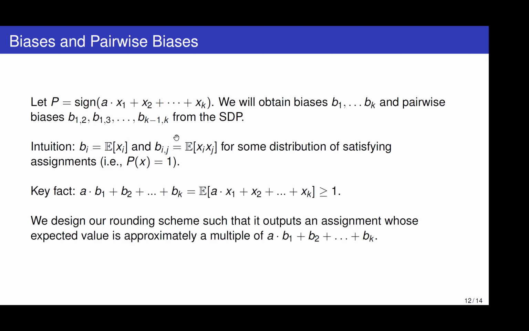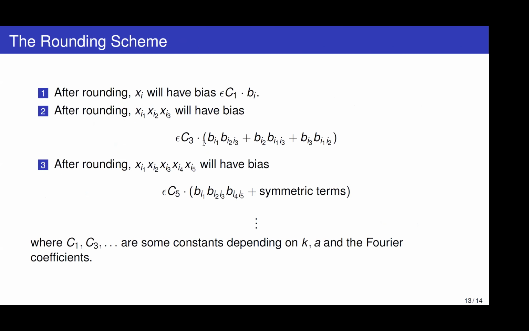Recall that presidential type predicates are balanced, so the expected value is 0 under a random assignment. If we can have a positive expected value, that's better than the random assignment, which implies that this predicate is approximable. So our final rounding scheme looks like this. I'd like to stress that we actually use the pairwise biases. The previous algorithms for the monarchy predicate and for the majority function only use biases. And we have some evidence that using pairwise biases is necessary to approximate presidential type predicates in general.